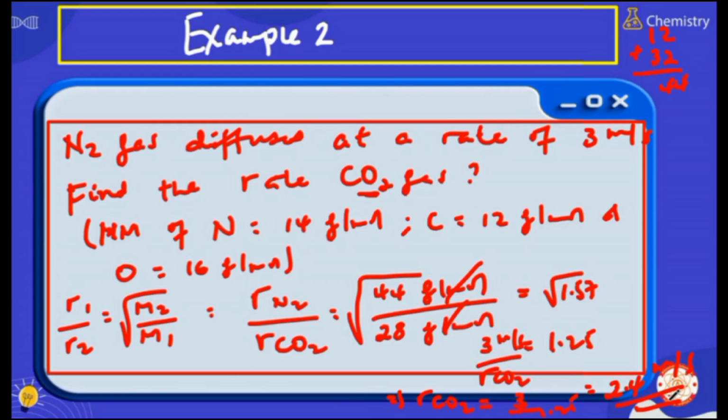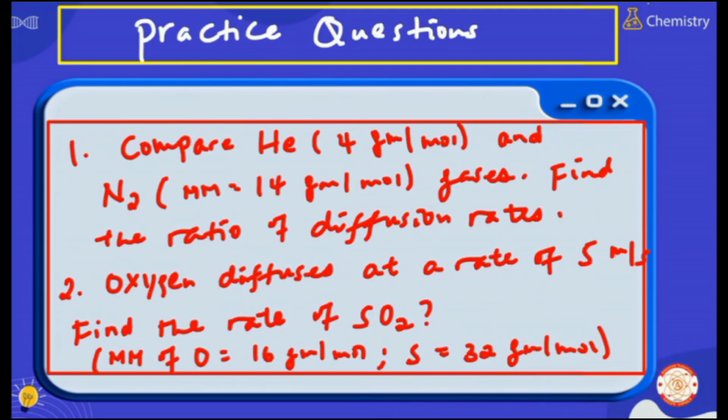So this means nitrogen is faster than carbon dioxide. So which gas is heavy? Carbon dioxide, right? Which gas is faster? Nitrogen. Nitrogen gas is faster.